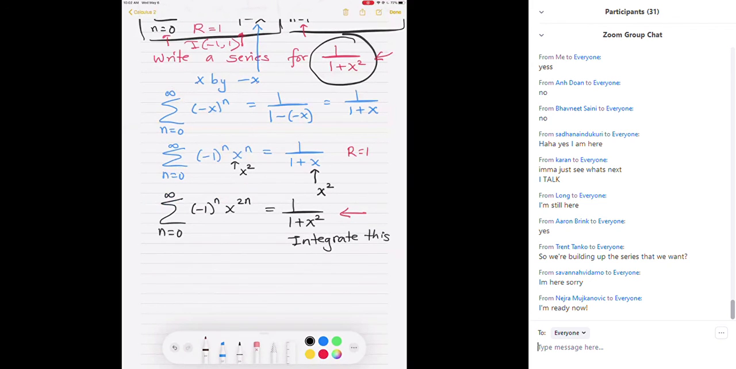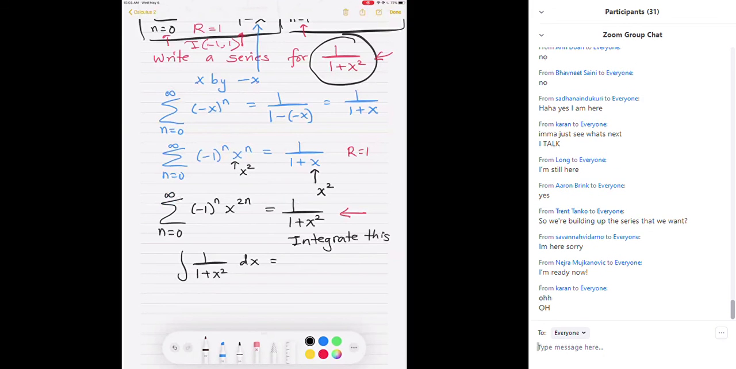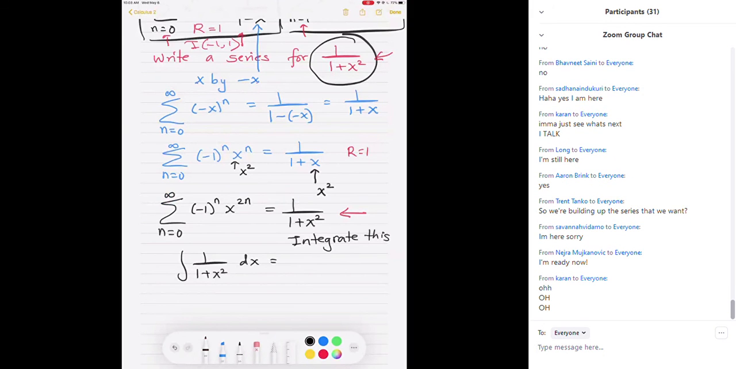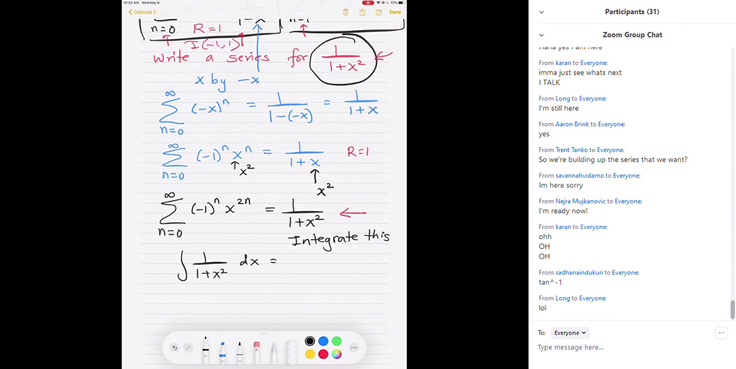What is the integral of 1 over 1 plus x squared dx? You know you're going to need it. So what is this integral? It's not O. What is this integral? ln of 1 plus x squared. There you go. So now it's tan inverse x.